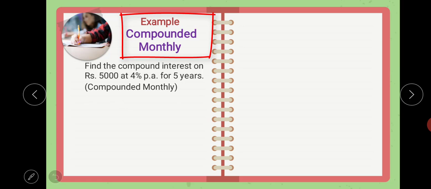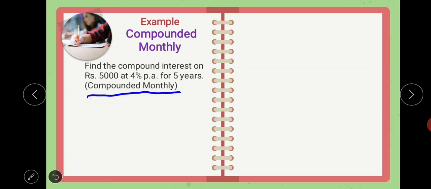Again the same example, but the period of compound interest is different, which is compounded monthly. If it is compounded monthly, then what is given here? The principal is given, but the number of periods. The period is given 5 years. For compounded monthly, it will be 5 multiplied by 12. So it will be 60. So number of periods, n is equal to 60. We have to take n is equal to 60.